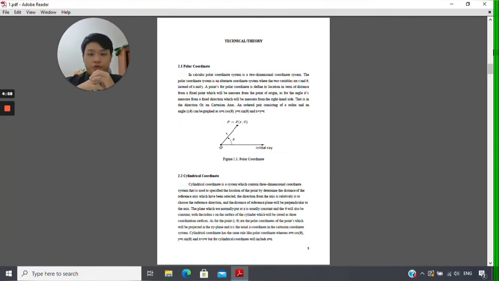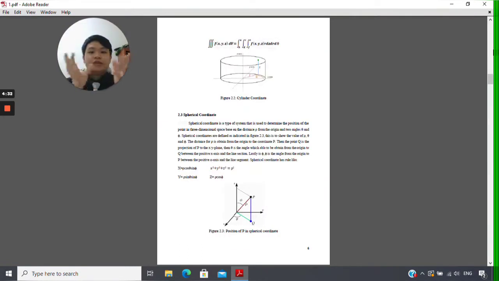As for my technical and theory, I've included polar coordinate, cylindrical coordinate, and spherical coordinate. Polar coordinate is a two-dimensional coordinate system which includes radius and theta instead of x and y. Cylindrical coordinate has almost the same variables as polar coordinate, but with an additional z. Spherical coordinate is a three-dimensional coordinate system, which has three variables and is totally different from cylindrical coordinate. The three variables are phi, rho, and theta.